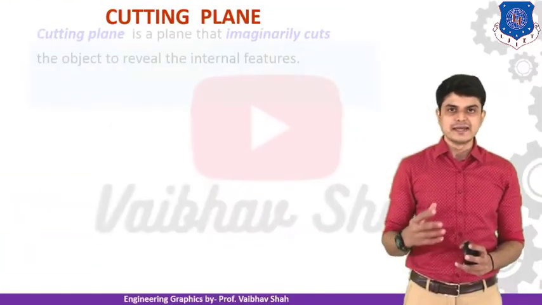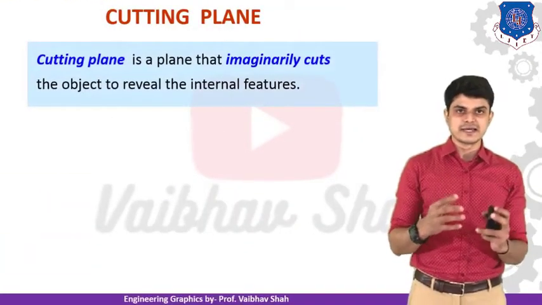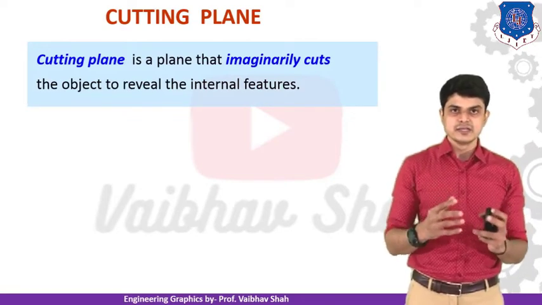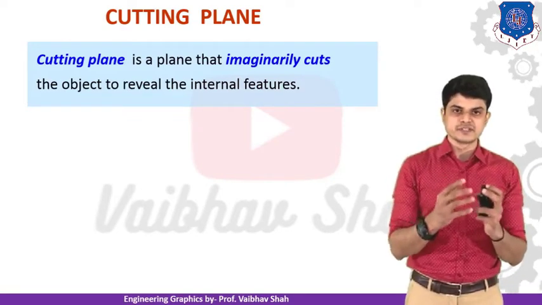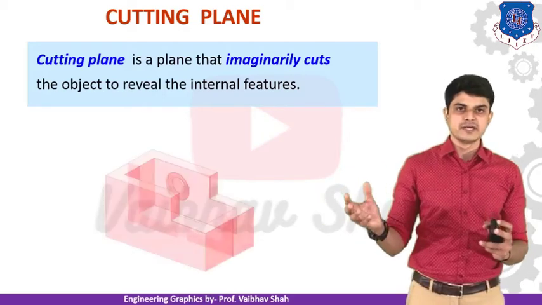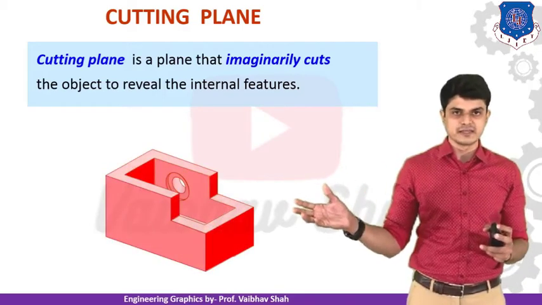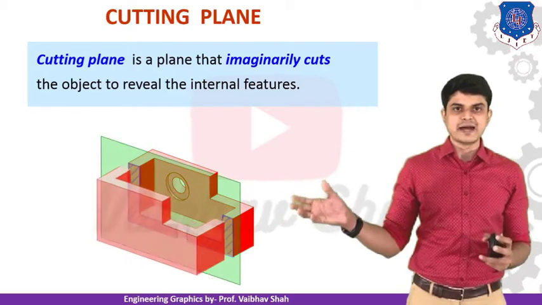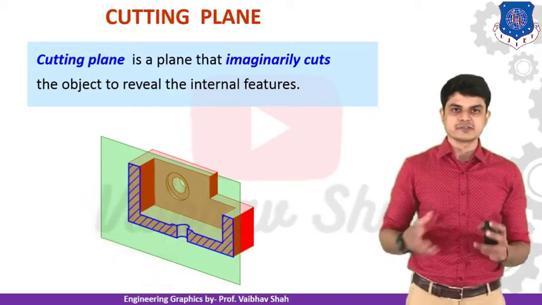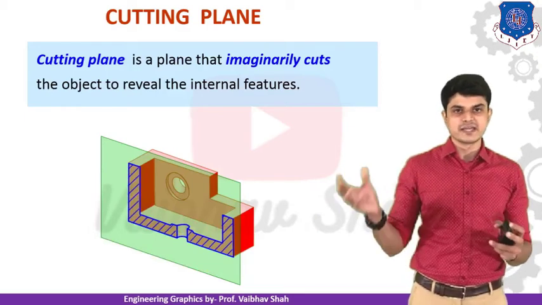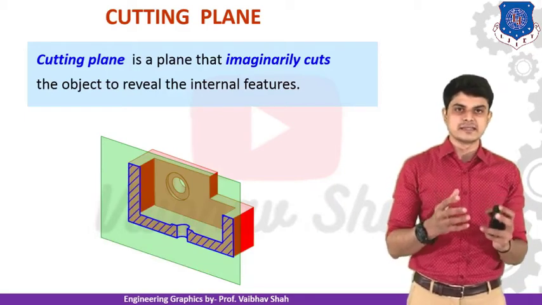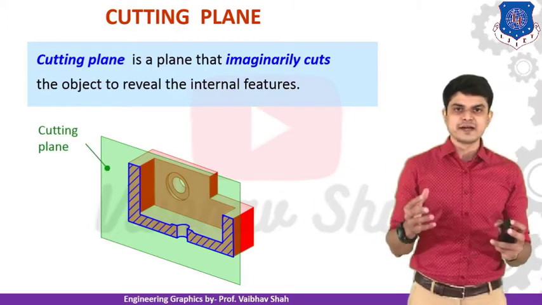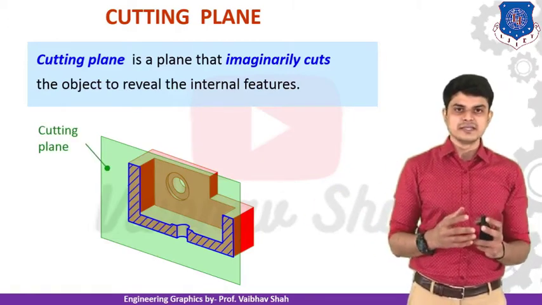Now let us define certain things like the cutting plane. A cutting plane is a plane that imaginarily cuts the object to reveal the internal features, as we have seen previously. Here we have one object once again. We will try to cut this object like this by the cutting plane, as you can see. By cutting we can reveal the internal features of an object. It is obvious. We can now see the internal details and the complex geometry of that object by cutting it. Let us define a few things about the cutting plane.